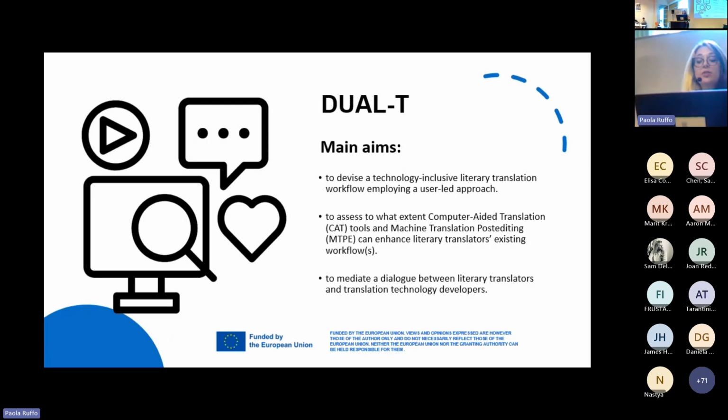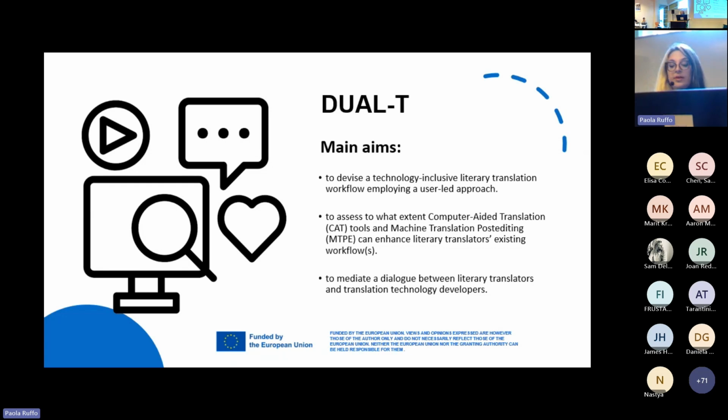So the main aims of the project were to devise a technology-inclusive literary translation workflow, employing a user-led approach, so to involve literary translators as much as possible in the testing of technology. And then to assess to what extent computer-aided translation, so the CAT tools we were talking about just now, and machine translation post-editing can enhance literary translators' workflow, if at all. And again, including CAT tools as well, instead of just post-editing, which is usually what is being done at the moment. And then to mediate a dialogue between literary translators and translation technology developers.